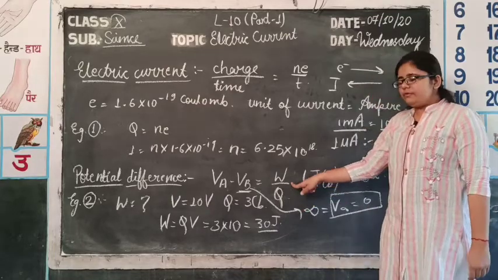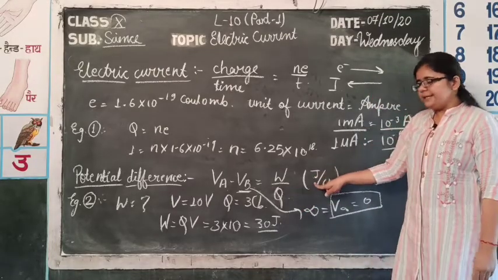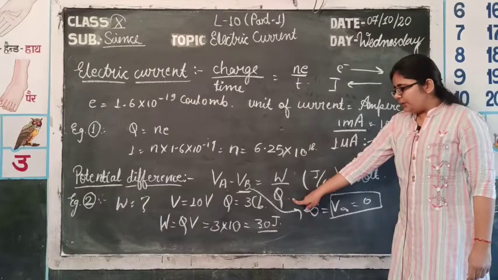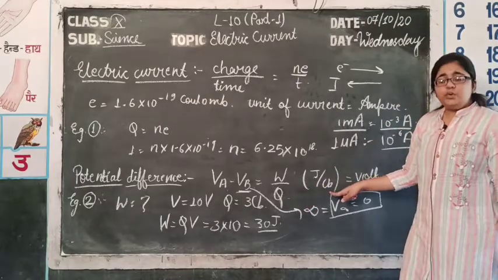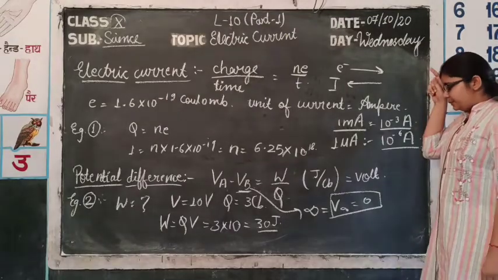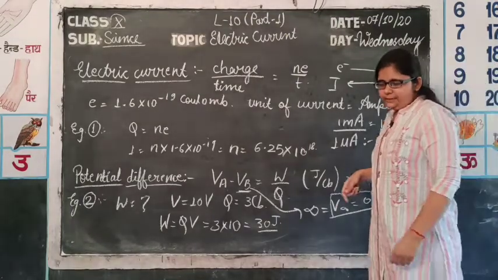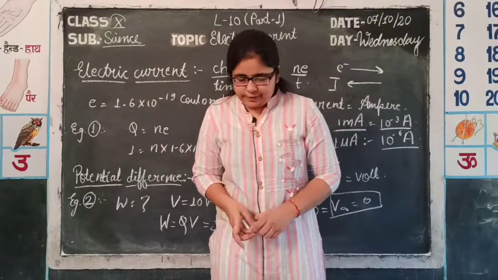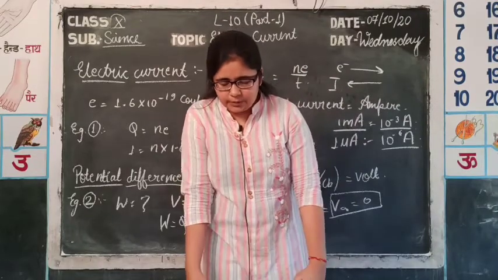So, the unit of W, that is work done, is joule in SI, and of Q, that is charge, is coulomb. So, joule per coulomb is also known as volt, that is the unit of potential difference. Regarding the potential difference, an example, that is example 2, is given.